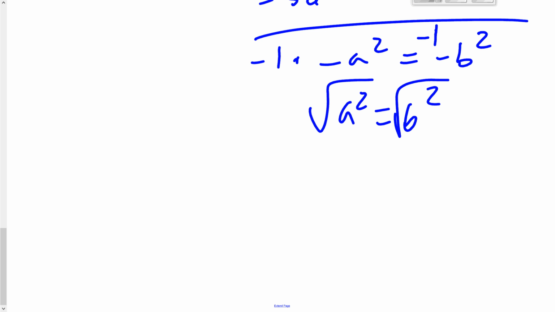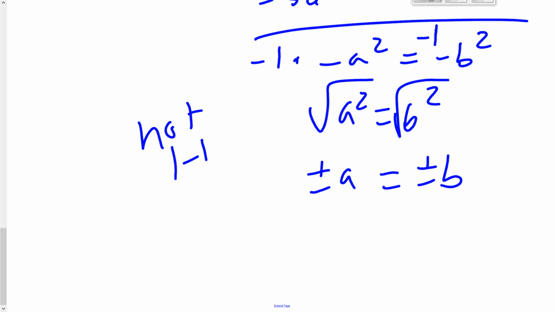Anytime I take a square root, a fourth root, a sixth root, even any kind of even root, I will always get plus or minus. So I get plus or minus a equals plus or minus b. So that's not true necessarily that a equals b, right? And we can know that this is square root, so it's not 1-to-1. Okay, so those are all the problems all done here.